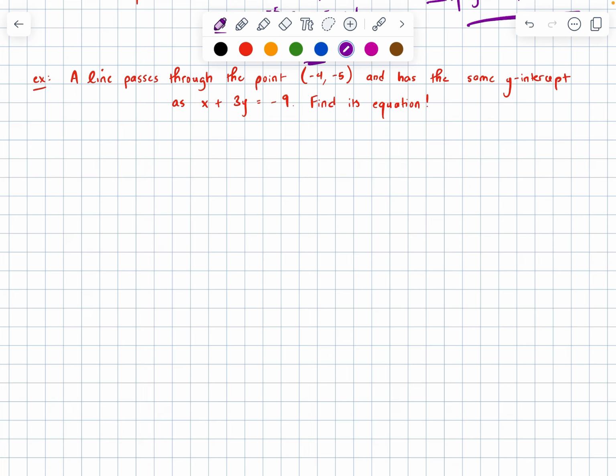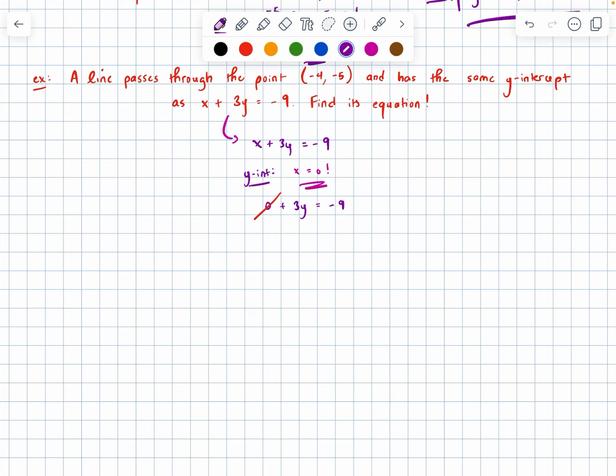So let's take this friend right here. I know x plus 3y is equal to -9. My goal is right now to find its y-intercept. So to find the y-intercept, couple ways that we can do this. The easiest way, I think, to find the y-intercept is to plug in 0 for x. So the y-intercept happens when x equals 0. So here, I'm going to take 0, I'm going to substitute in for x, and solve for y.